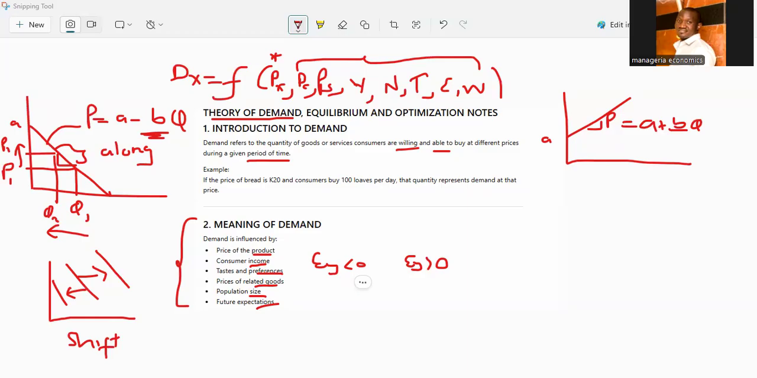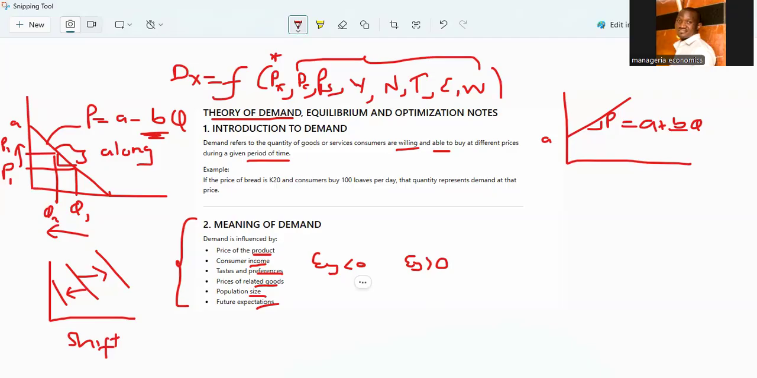And the other exception to the law is expectation. People will buy more if they expect future shortages. For instance, if fuel is going to go up, they'll buy more before midnight. All right, so this is what we need to know. I've talked about the law of supply. Okay, it's upsloping. There are factors that affect supply.